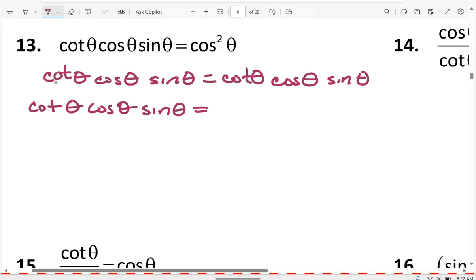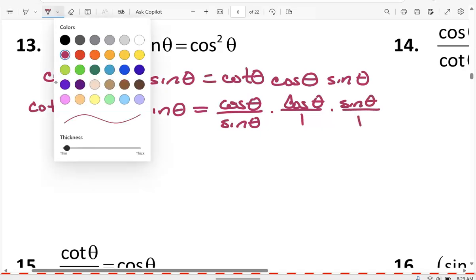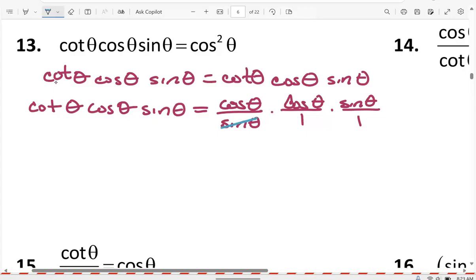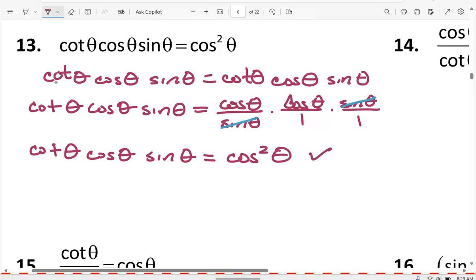re-express the left side. So cotangent of theta can be rewritten as cosine of theta divided by the sine of theta. Cosine of theta can be written as cosine of theta over 1, and sine of theta is just sine of theta over 1. Now I can cancel some common factors of sine of theta in that multiplication on the right, and that leaves us with cotangent of theta times the cosine of theta times the sine of theta is equal to cosine of theta times cosine of theta, which is cosine squared of theta. Now we've proven what we needed to, and we're done.